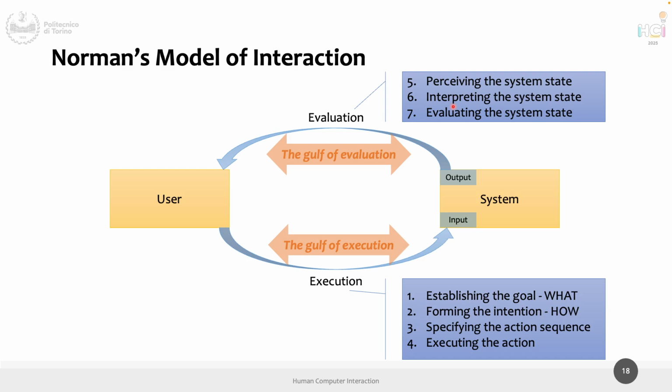And the problem in the gulf of evaluation, that's something that I bet happens to you at least once in your life. Push instead of pull. You push a door instead of pulling it. So the door doesn't open, not because it's clogged, but just because that door should be pulled. That is not a problem in the execution, that's a problem in the evaluation. Why is it a problem in the evaluation?